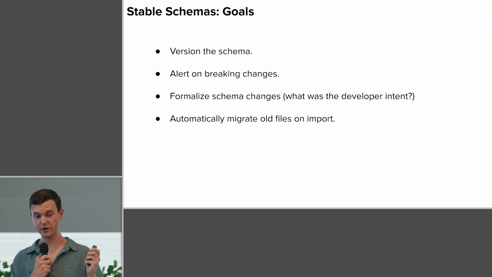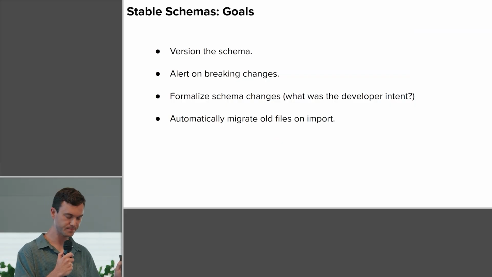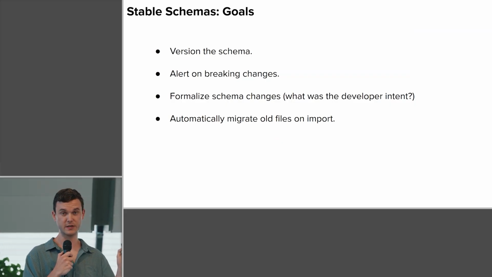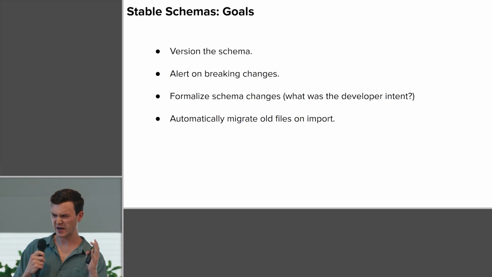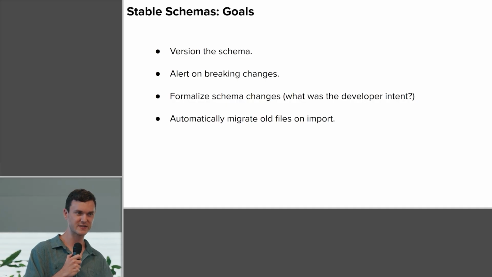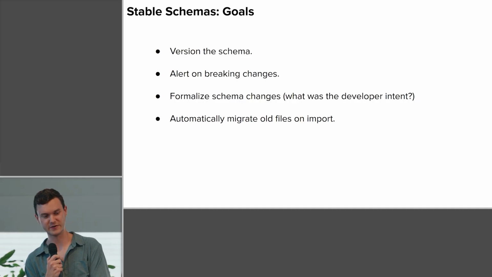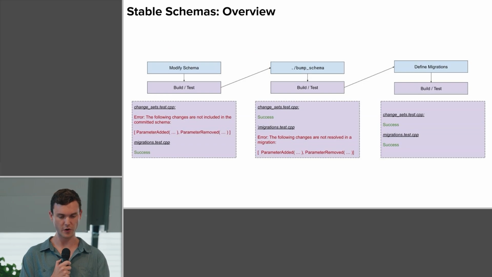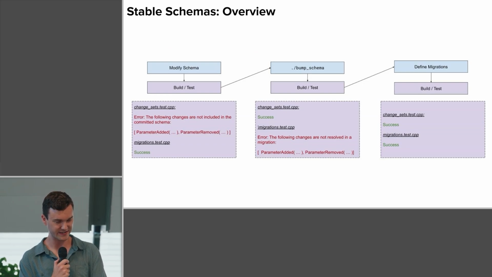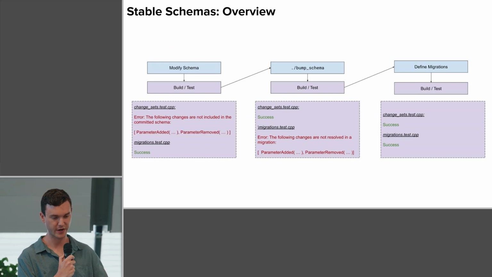Okay, so the goal here: attach a version number to the schema, alert when the schema breaks, formalize schema changes, so we say which changes you are allowed to make to the schema at this time, and then build some kind of automatic system that migrates the old file after you import it into PreForm, or as you import it into PreForm. So, for the implementation of that system, I put together this little diagram.